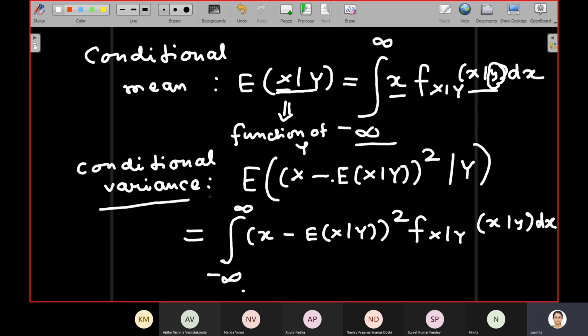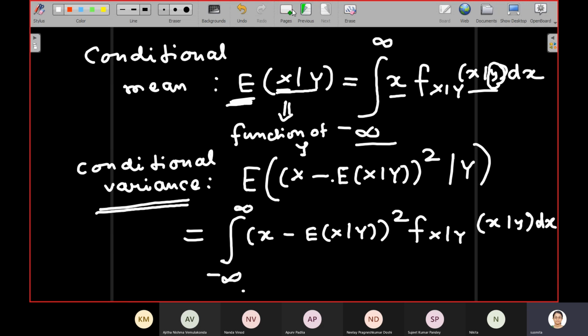But y is also a random variable. So this is actually a random variable. It's a function of y, which is a random variable. A function of a random variable is also a random variable. So this is a function of a random variable. So this actually is a random variable. This is also a random variable.